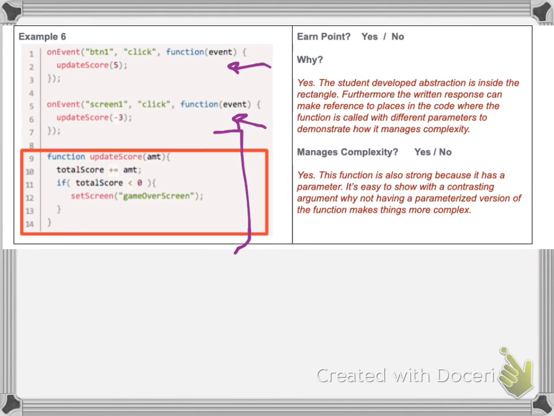Okay, just the big takeaways here. Do not use on-event handlers for your abstractions that you're highlighting, putting a box around. Use a function that you wrote for your program. Okay? All right. Hope that helped.